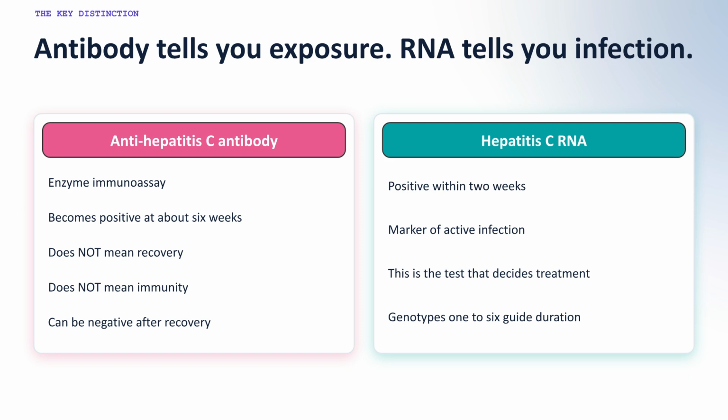This distinction is the single most useful thing in hepatitis C testing. The antibody becomes positive at about 6 weeks, and it does not mean recovery, and it does not mean immunity. It can even become negative years after recovery. The RNA becomes positive within 2 weeks, and it is the marker of active infection. The RNA is what decides whether someone needs treatment, and the genotype, 1 through 6, guides duration. Genotype 3 is associated with a higher risk of hepatocellular carcinoma.